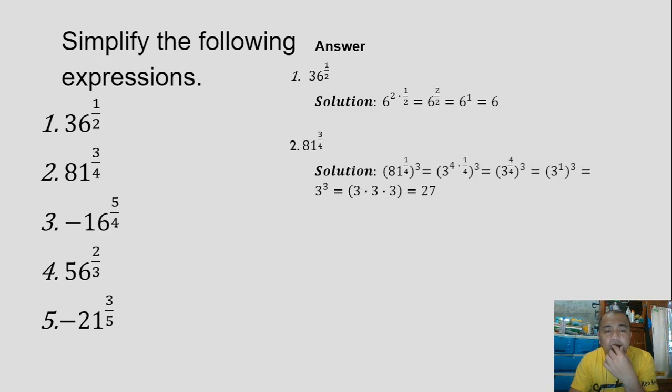Number 2. What's your answer for number 2? 81 raised to 3 fourths. 81 raised to 3 fourths is 3 to the 4th, raised to 1 fourth times 3. So the answer is 3 cubed. We cancel that: 4 times 1 fourth is 1. 1 times 3 is 3. So 3 cubed is 27.